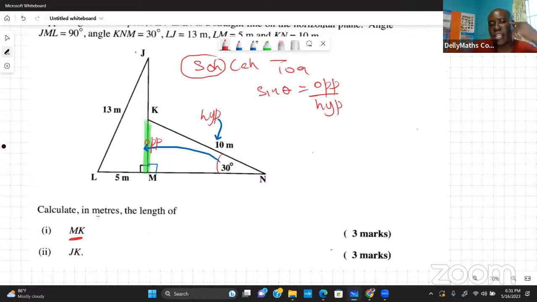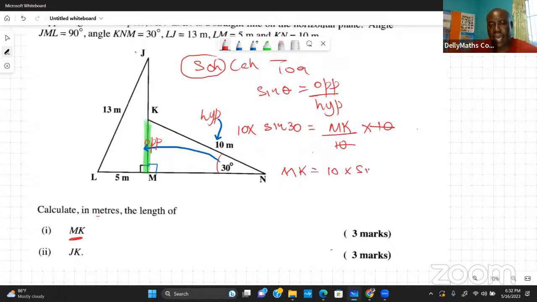Now the angle is 30. So the sine of 30 degrees is equal to MK over 10. And from here, you could easily multiply both sides by 10 so that you'll find the MK alone based on what we have. So MK, we could write it like this now if we want. MK is equal to 10 times the sine of 30.